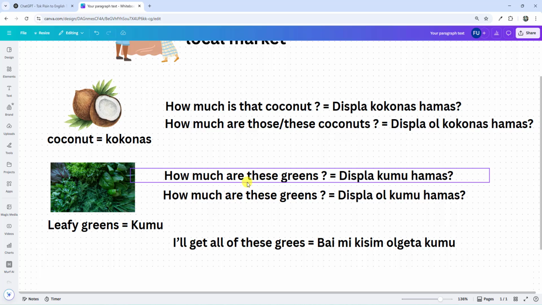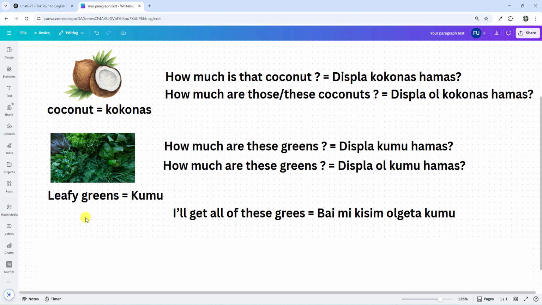Moving on, leafy greens. When you go to the PNG local market, you'll see a lot of green leafy vegetables, green leaves everywhere. We eat a lot of greens. So in PNG, the leafy greens, we refer to them as Kumu. For cabbages and other vegetables like cabbage, we use the word cabbage. But anything that's leafy greens, we say Kumu.